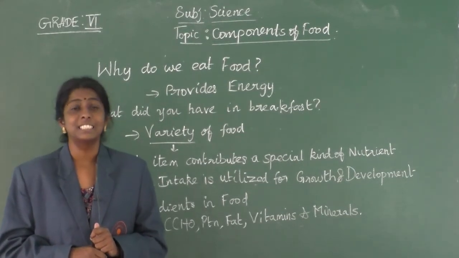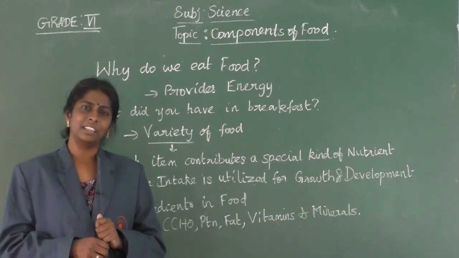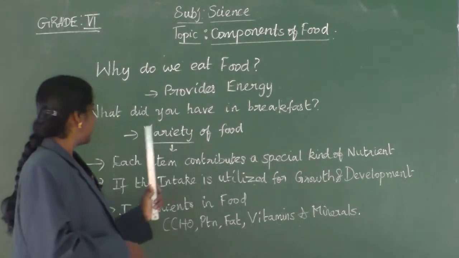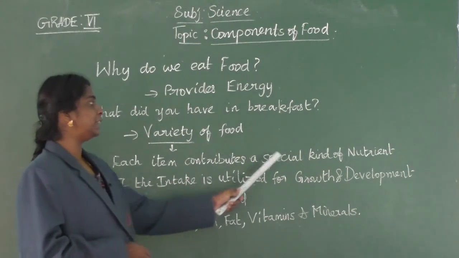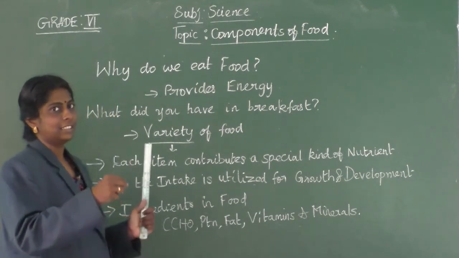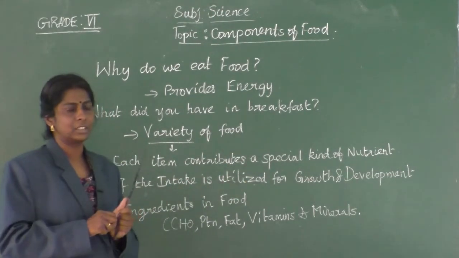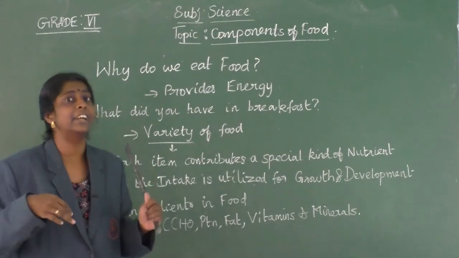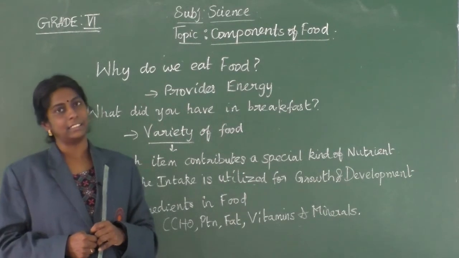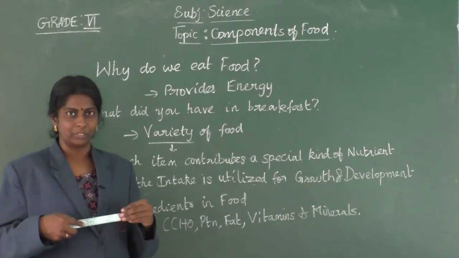Because we need some varieties in our food. Is it not? Why do you want that variety? Is it important? Is it essential? Because each item contributes a special kind of nutrient. Okay, so each and every item in your food will be having a special kind of nutrient. So we are having varieties and we are intaking everything, and because of that we are gaining energy. And about nutrient, we already learnt in the previous chapter.